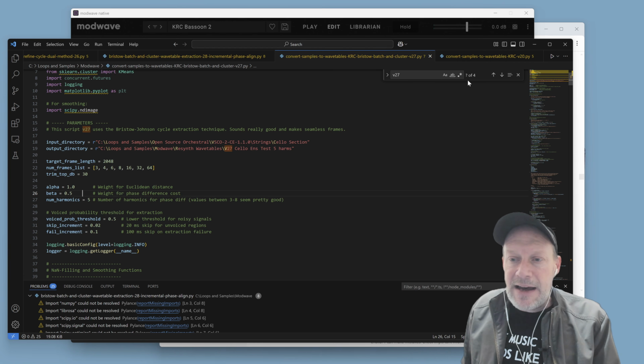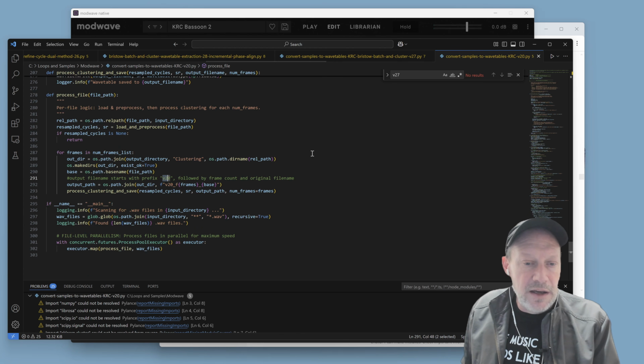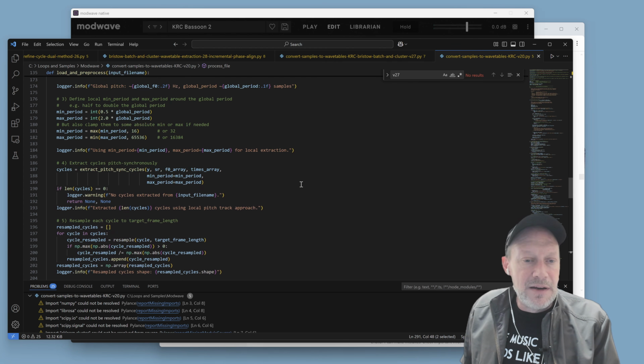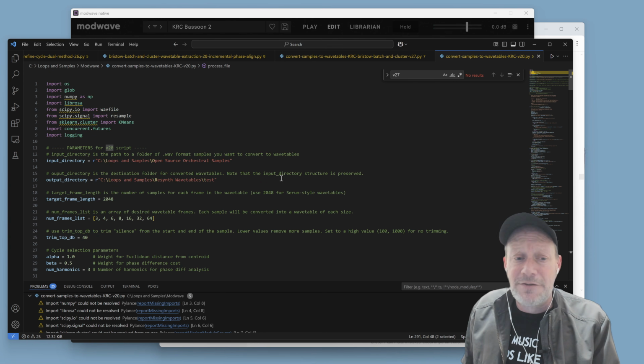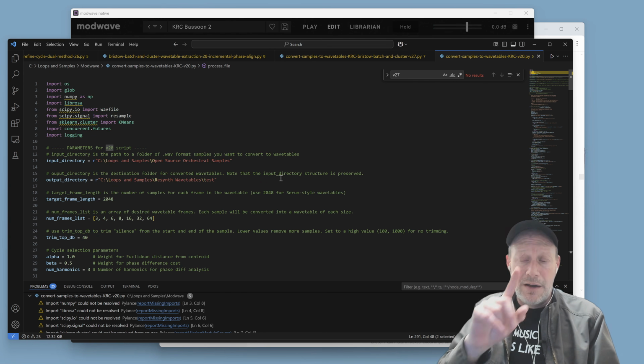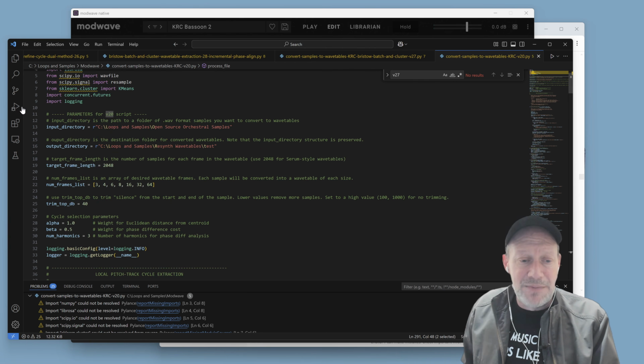Let's see. That's not exactly the 21, but that is the same. Those are the same parameters that we have. Let's look at actual version 20. We were just looking at version 27, which is the superior one to the version that I just created. It's got the same ideas in it: alpha, beta, number of harmonics, number of frames. There's also a trim function.